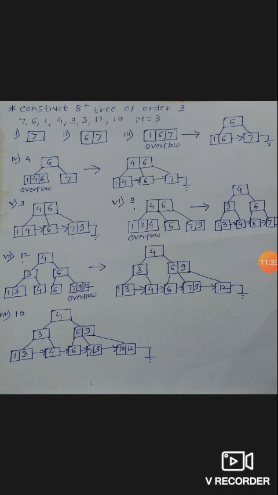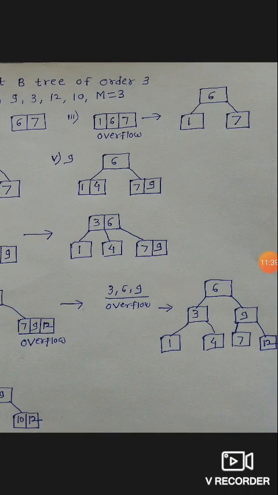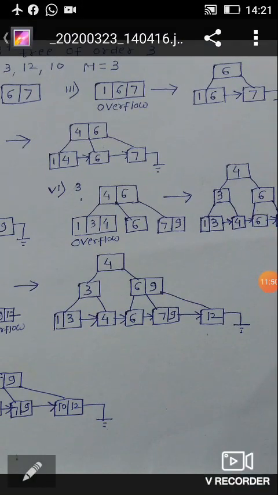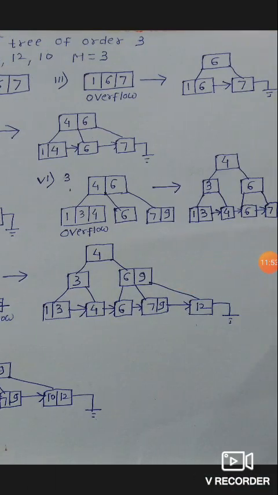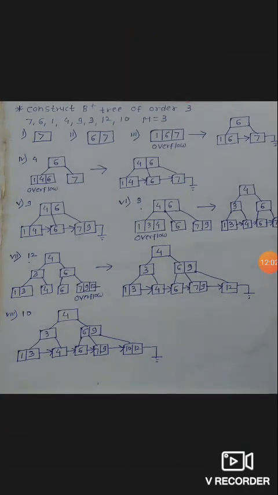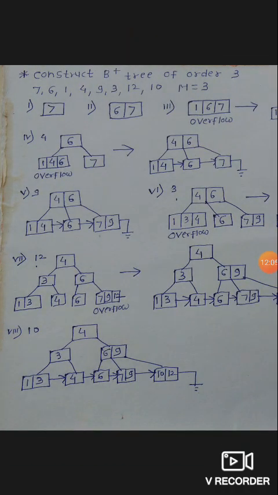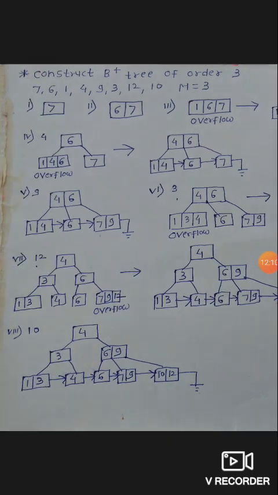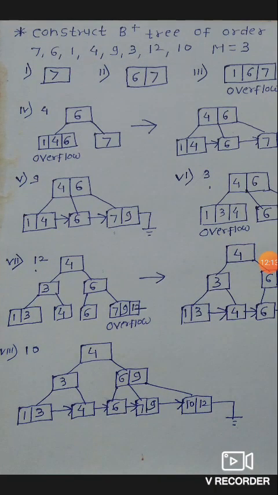See, while constructing B tree, when there is overflow, left of 6 becomes 1 and right of 6 becomes 7. But in B plus tree, left of 6 becomes 1 as well as 6 and right of 6 becomes 7. Next, in fourth step, next is 4. As 4 is less than 6 it is added at the left hand side of 6, so it becomes now 1 4 6.